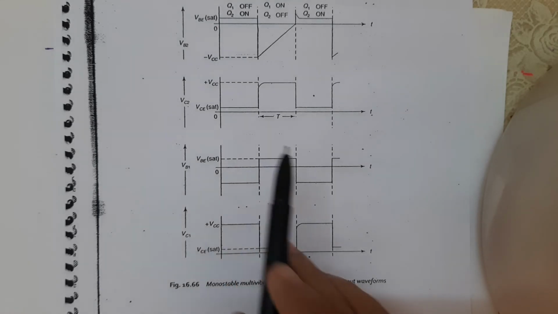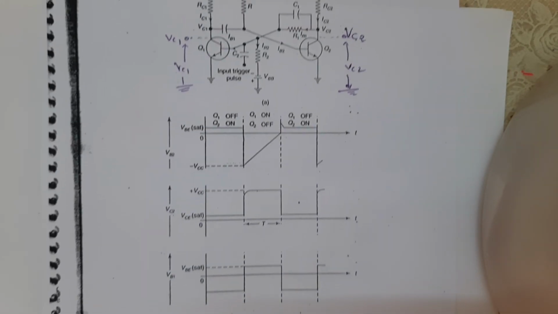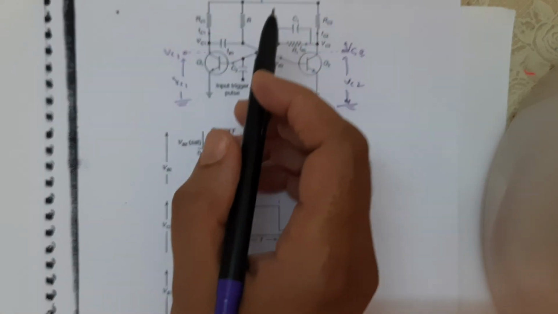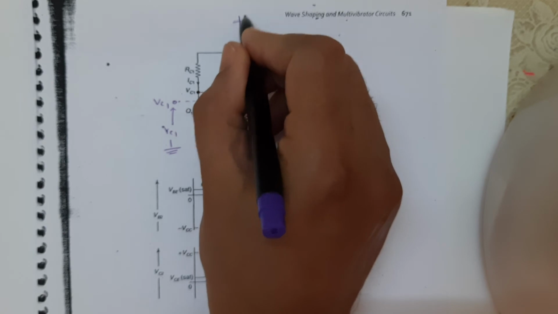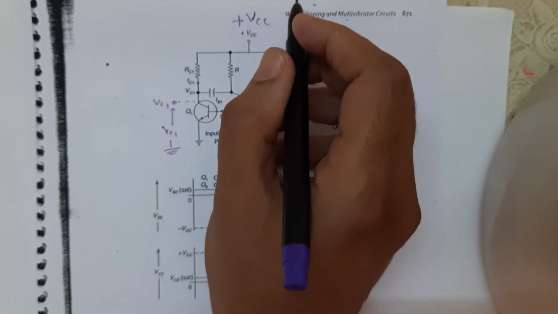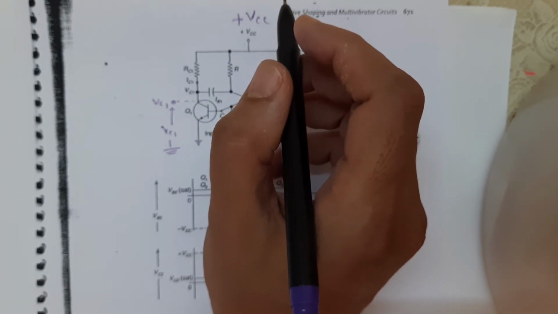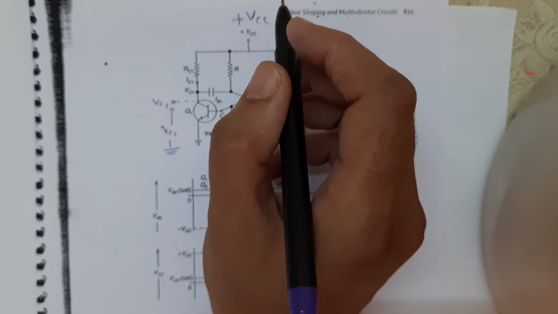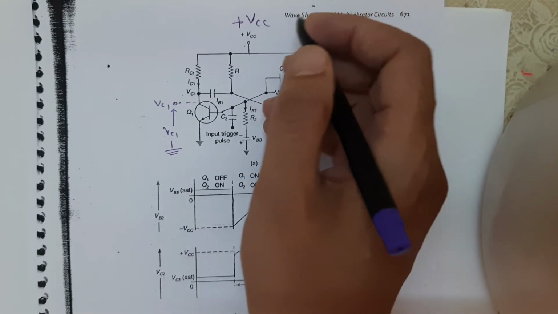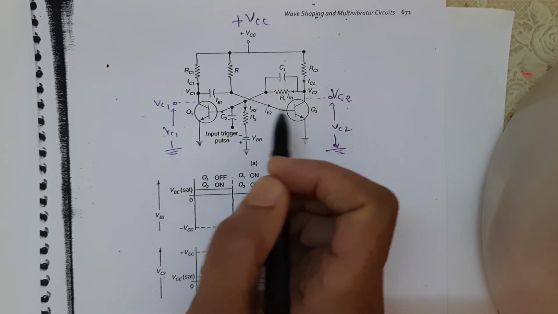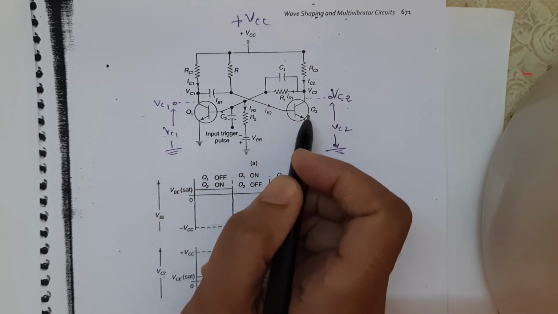We are getting this type of waveform across these, and how does it work? First of all, working. When the supply voltage plus VCC is applied, one transistor will conduct more than the other due to some circuit imbalance. Initially, let us assume that Q1 is conducting and Q2 is cut off. So in the initial stage, Q1 is in working mode and Q2 is in off condition.